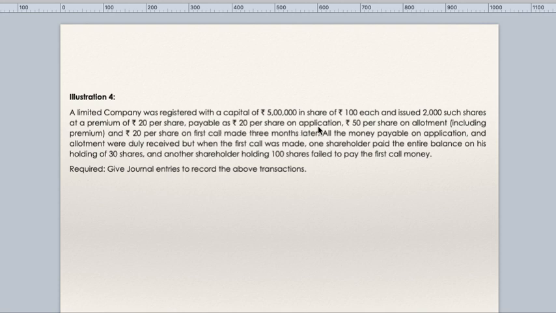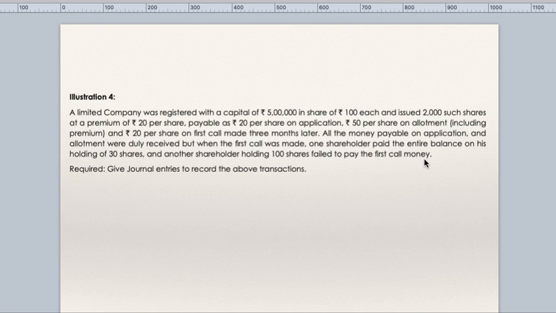Payable is 20 per share on application, 50 per share on allotment including premium. 50 includes 20 rupees premium, so the breakup is 30 plus 20. 20 per share on first call, made 3 months later. All money payable on application and allotment was duly received, but when the first call was made, one shareholder paid the entire balance on his holding of 30 shares, and another shareholder holding 100 shares failed to pay the first call money.